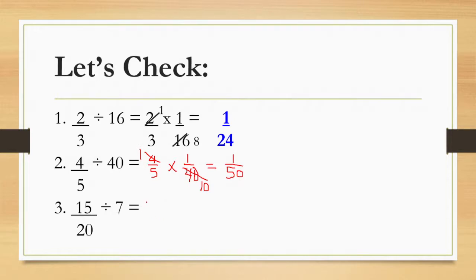And in number 3, since it is keep, we will retain the 20. Then since it will become multiplication, 7 will be 1 over 7, since a whole number has 1 underneath, because 7 divided by 1 is 7. So it will become 1 over 7. So 15 and 7 have no common factor. How about 15 and 20? By 5. So 15 divided by 5 is 3, 20 divided by 5 is 4. So 3 times 1 is 3, and 7 times 4 is 28.